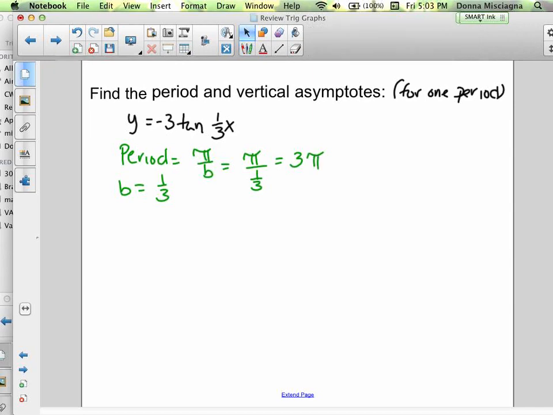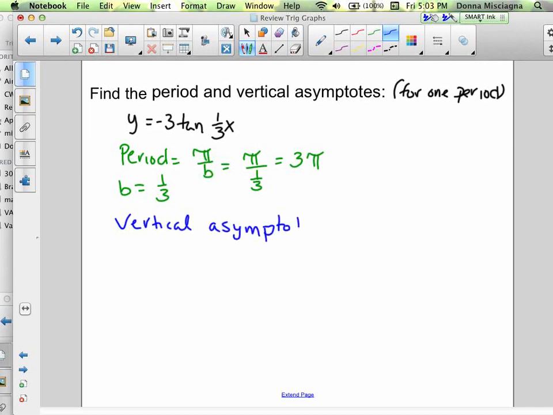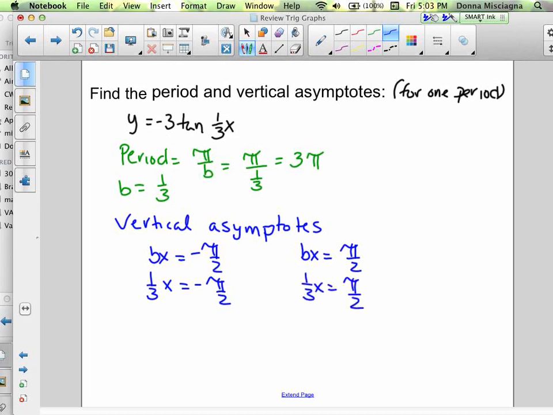Now let's find the equations of the vertical asymptotes. We take bx equals negative pi halves, and bx equals pi halves, because that's where tangent normally has vertical asymptotes. b is 1/3, so we have 1/3 x equals negative pi halves, and 1/3 x equals pi halves. How do you get rid of the 1/3? Multiply by 3. So 3 times 1/3 x equals 3 times negative pi halves.